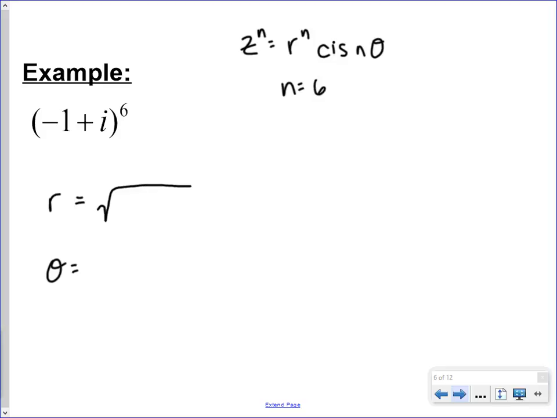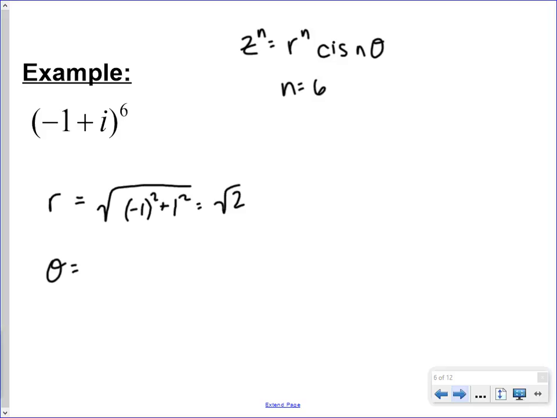Bruin told us in the warm-up that to get the modulus r, we should do sort of like the absolute value, the square root of a squared plus b squared. So we would do -1 squared plus 1 squared. And so our radius is the square root of 2.